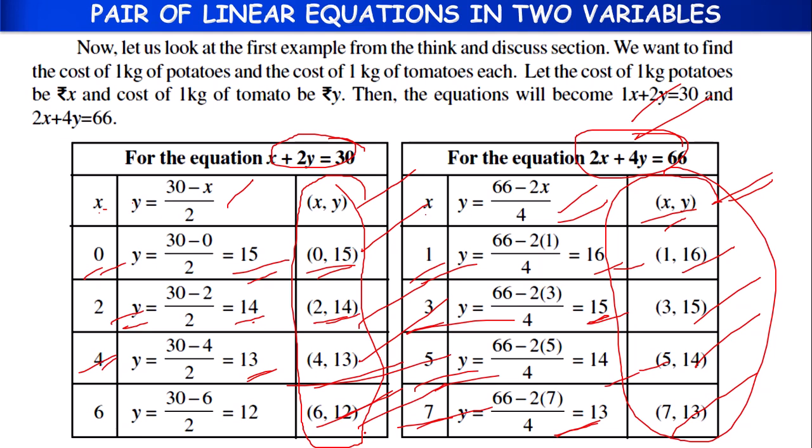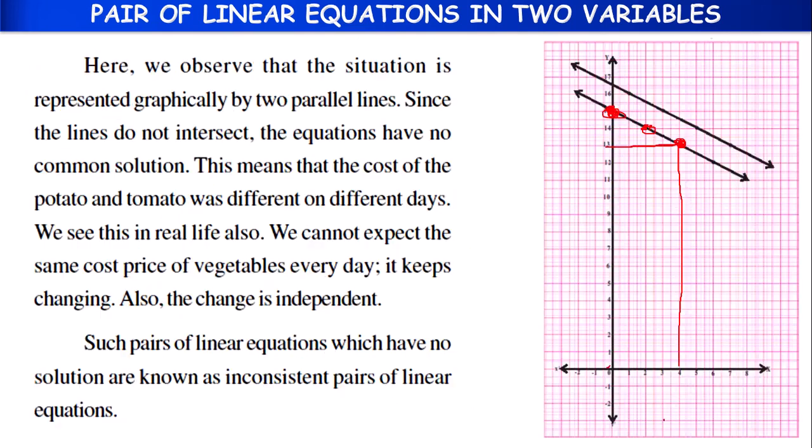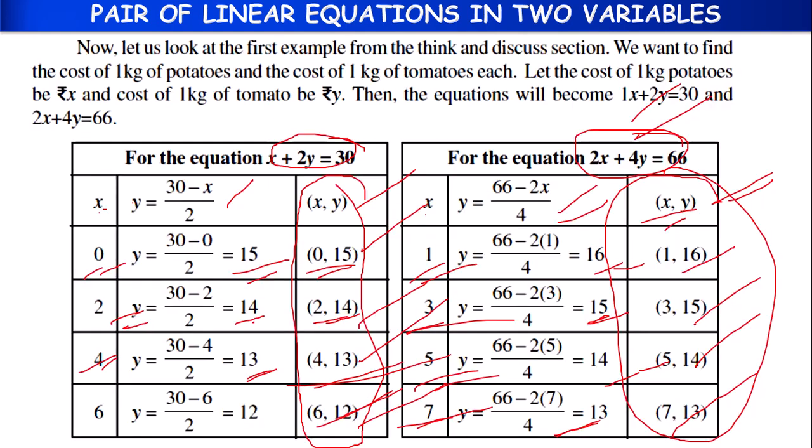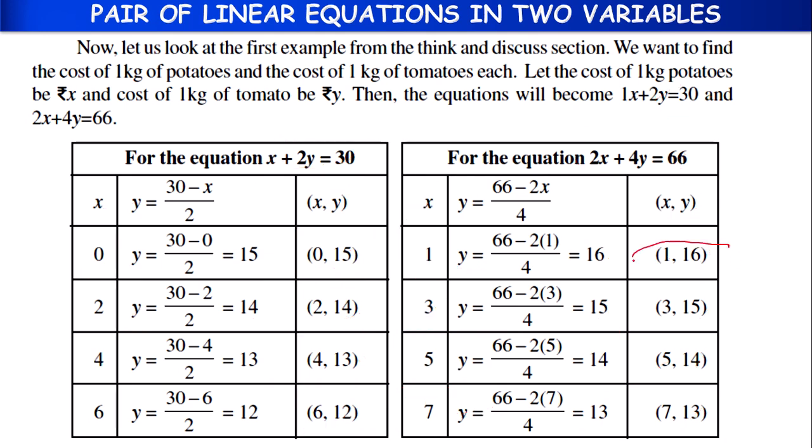Next we have another point, 6, 12. At 6, the y value is 12. This point. Let's join all the points here. We will get a line. In the same way, for the second equation also, we plot the points on the graph: 1 comma 16, 3 comma 15, 5 comma 14, 7 comma 13.